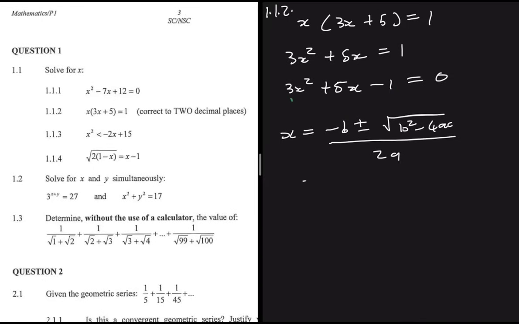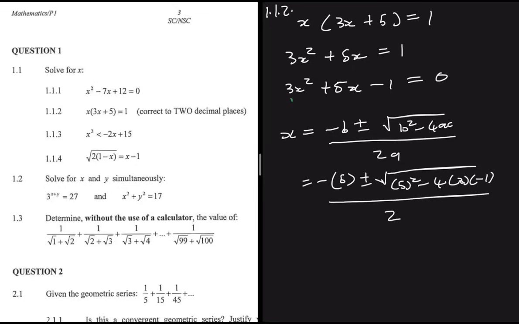And then if we substitute, we're going to get, in place of minus b, we have minus 5, and then plus or minus the square root of b squared, so we're going to have 5 squared minus 4ac. a is 3 and c is minus 1. Everything divided by 2a. a is 3, right? So x will be equal to, one value you're going to get 0.18, and the other value you're going to get x being equal to minus 1.85. And just like that, we've solved for x using the quadratic formula.